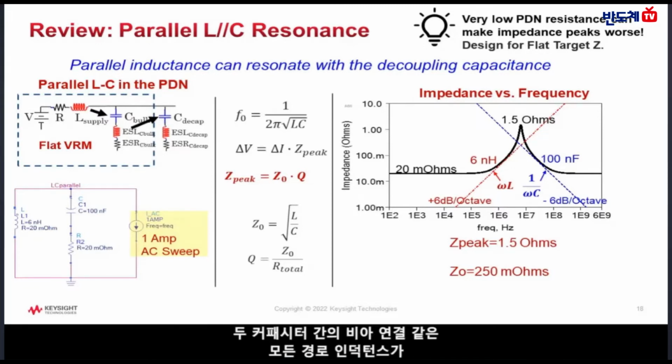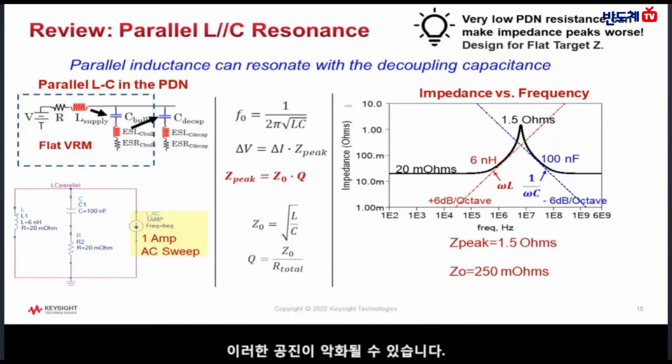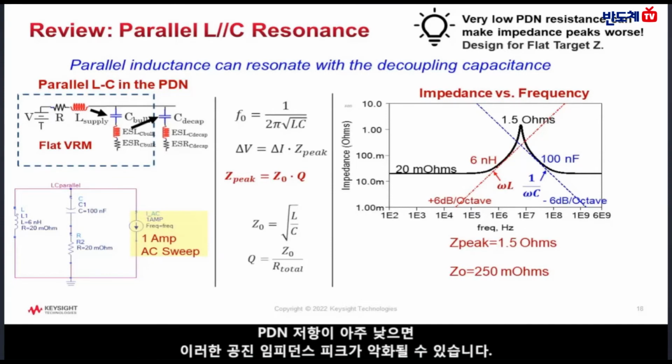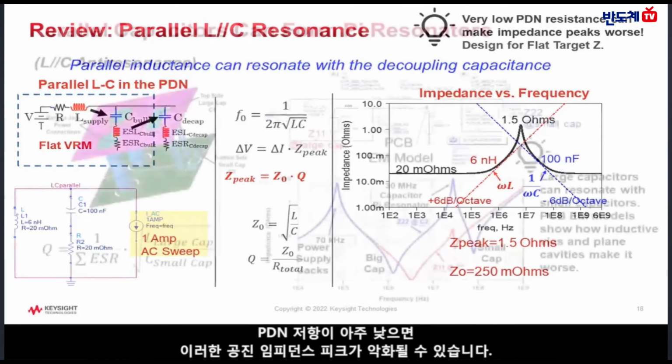This resonance shows up as an impedance peak in the impedance versus frequency plot on the right. Any path inductance, such as a via connection between the two capacitors, can make this resonance worse by increasing the inductance without a significant increase in the real resistance. The equation for Q, or sharpness of the resonance, shows that the peak height can be reduced by increasing the total real resistance. Very low PDN resistance can make these resonant impedance peaks worse.